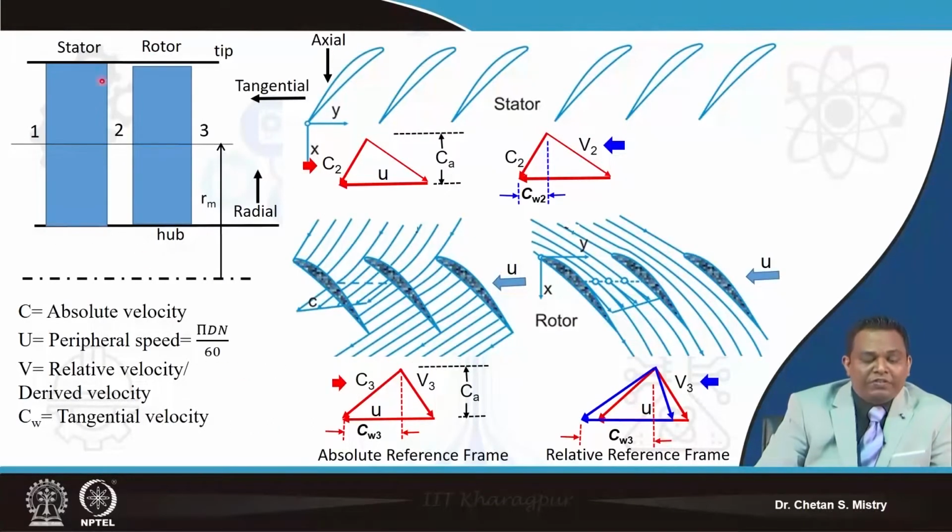This represents what we have discussed in terms of the velocity triangle for an axial flow compressor. Here is my stator, and I will have my rotor. If I take my mid section, I put station 1, station 2 and station 3. That represents my condition at stator inlet, stator exit or rotor inlet, and rotor exit.